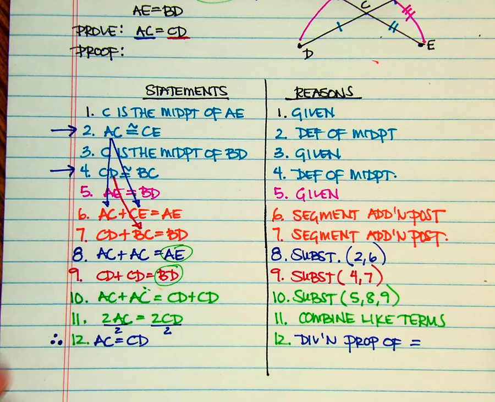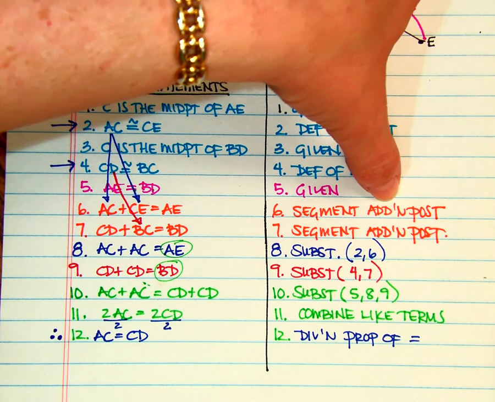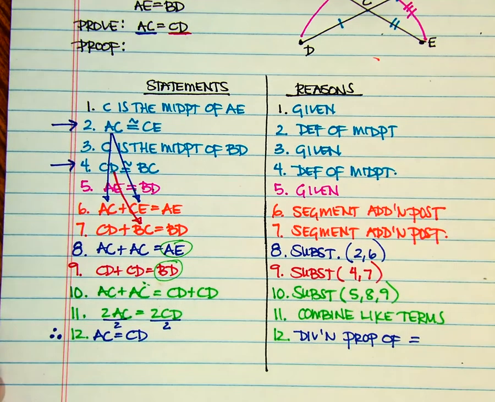Again, that was a pretty long one. So that has a whole bunch of stuff in there. From the idea of midpoints, using segment addition postulate, using several substitutions. So this is a proof that has a whole bunch of stuff in it.